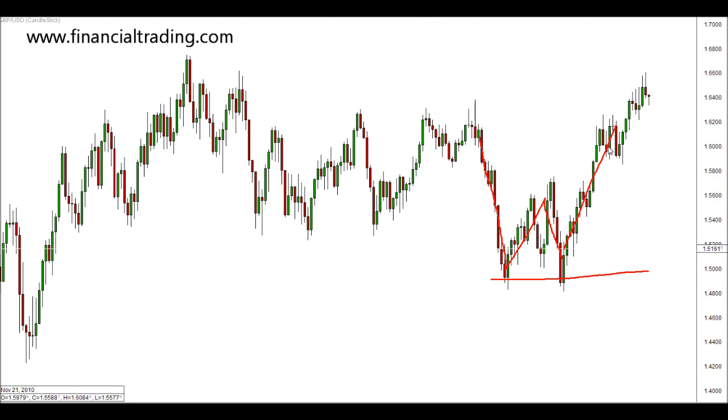So just like a head and shoulders, a double top and double bottom can mark the end of a trend and start of a trend in the opposite direction. In the next video we will continue this demonstration of patterns created by price in financial markets.